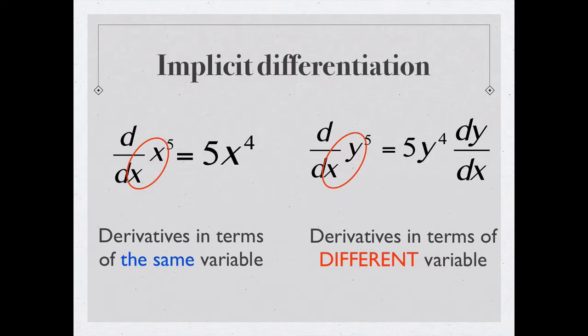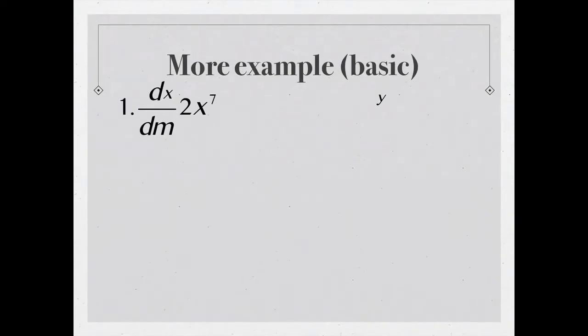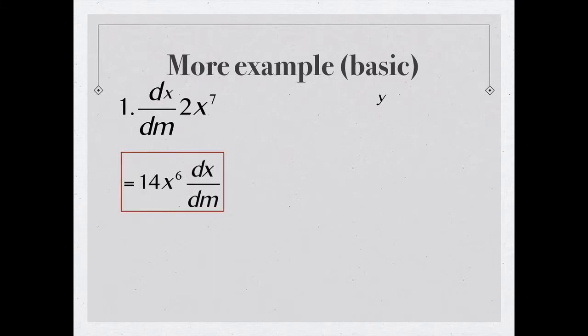Now let's have more examples. Let's find the derivative of 2x to the 7th in terms of m. And for number 1, the answer is pretty simple. It's going to be 14x to the 6th dx over dm.